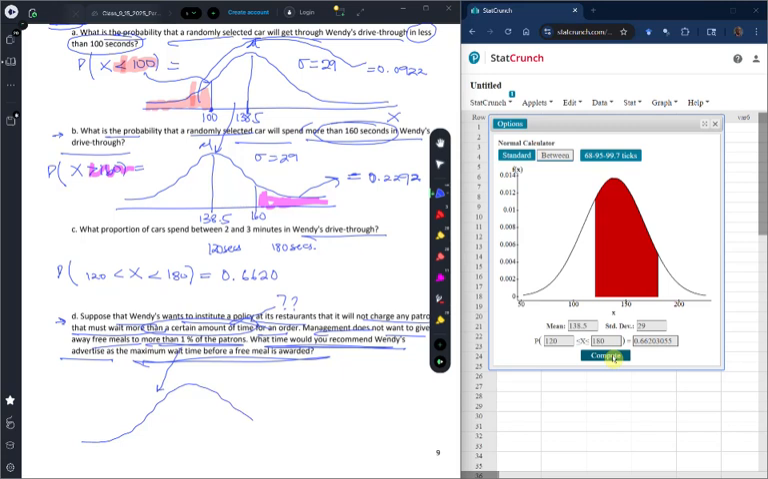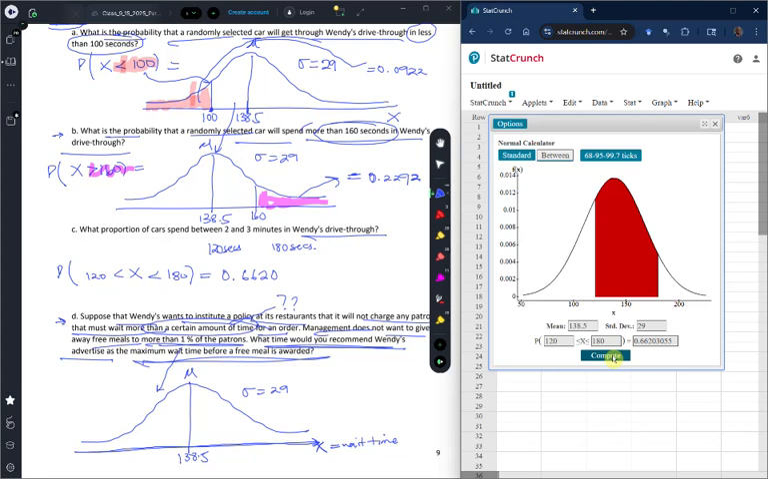So let's visualize the distribution. The mean wait time is 138.5. The standard deviation is 29. Now there are different values of X, the wait time, or the waiting time before a free meal is awarded. And our interest here is there is a particular time where if a patron has to wait more than that time, they get a free meal.